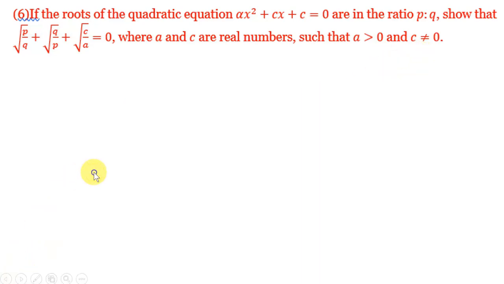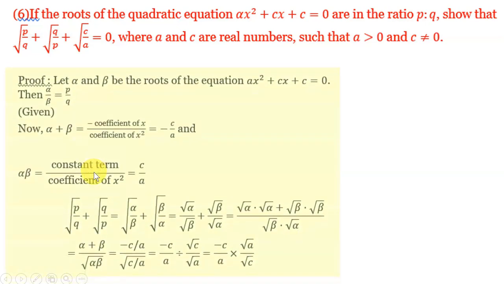Now, first, let alpha and beta be the roots of equation ax square plus cx plus c is equals to 0. Then, we have given the ratio. आपल्याला इथे रेशो दिलेला आहे. The roots are in the ratio p as to q. Therefore, alpha upon beta is equals to p upon q.